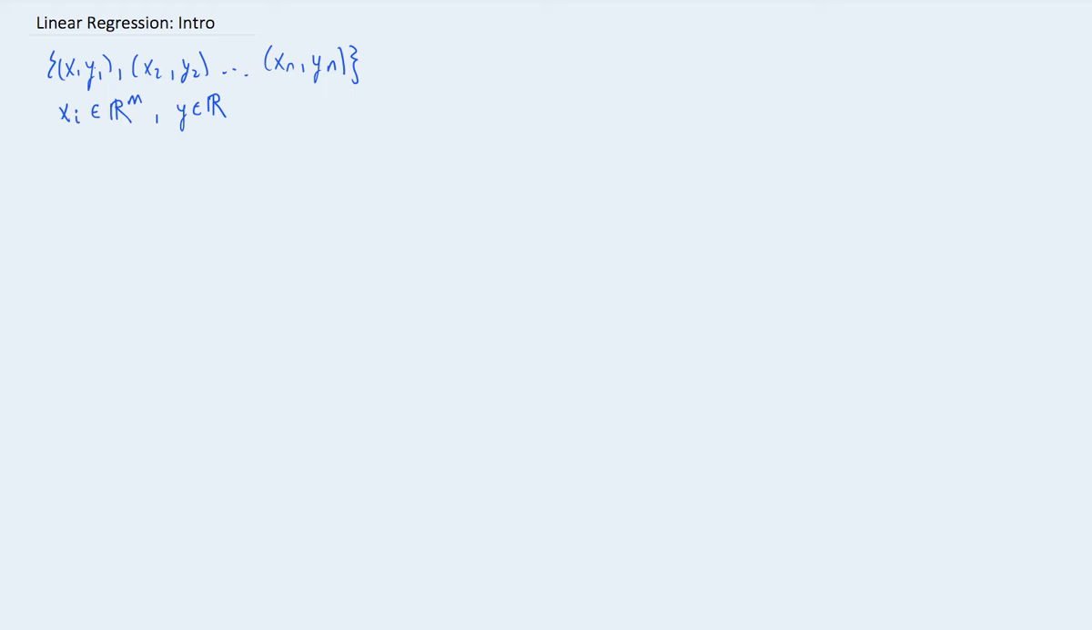We want to find some sort of relationship between x and y. So we want to find a function such that when you give me an x, I can give you a good approximation of y. And linear regression assumes that that relationship is linear. And I'll explain what I mean by that.